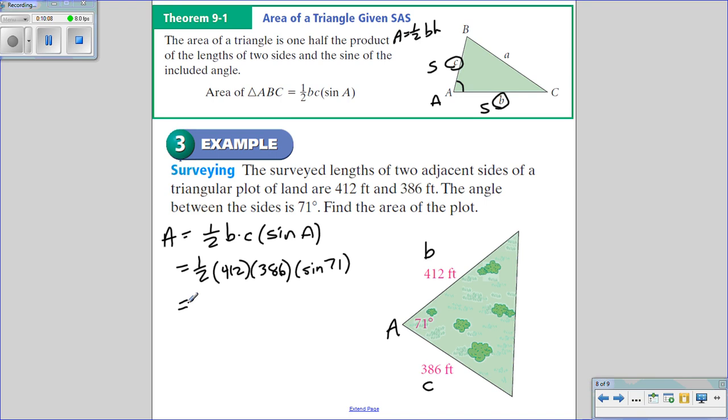So if we do that properly, I got a pretty big plot of land here. I got 75,183.9 square feet. It's a pretty big plot of land.